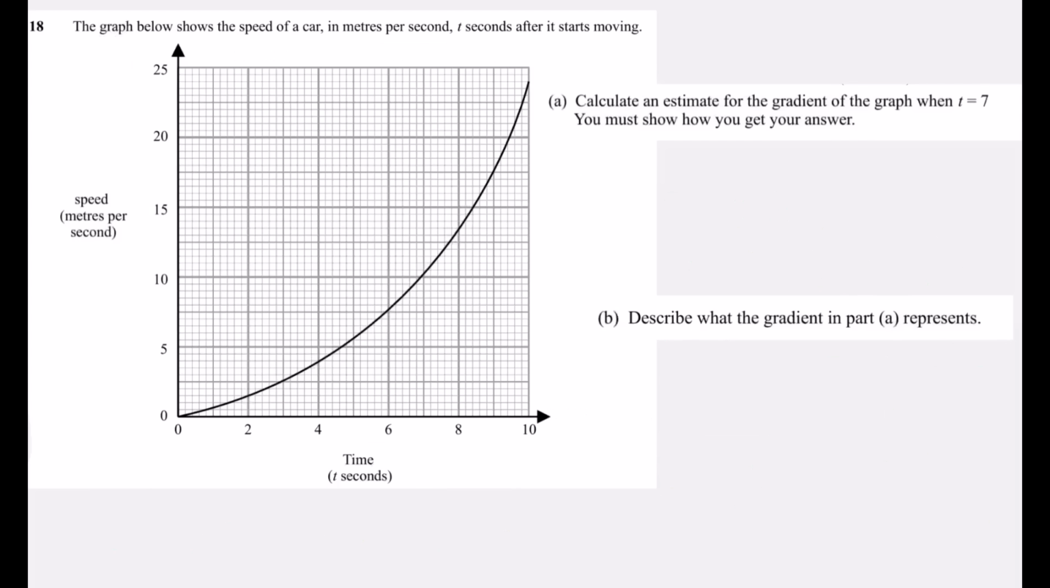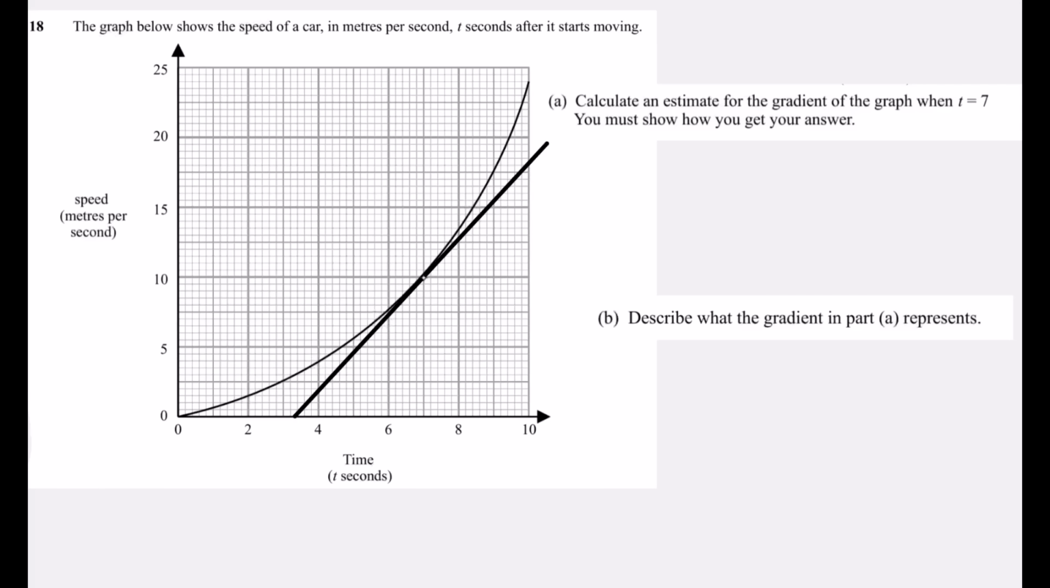Question 18. The graph below shows the speed of a car in meters per second, t seconds after it starts moving. Calculate an estimate for the gradient of the graph when t equals 7. So when we've got a curve and we're finding the gradient, we need to draw a tangent. So a tangent at t equals 7. It looks something like this, a tangent at t equals 7.